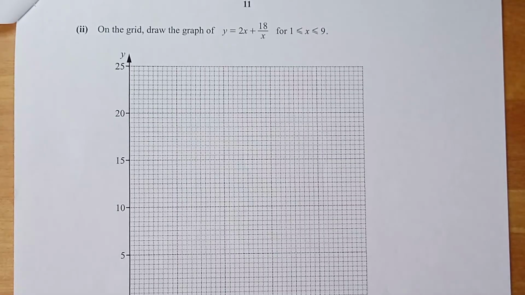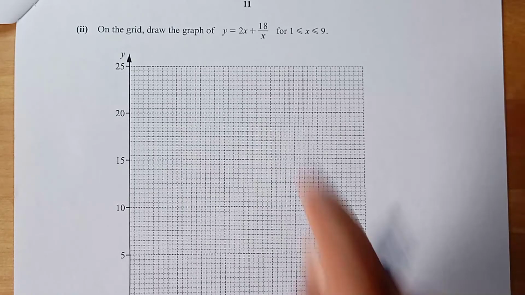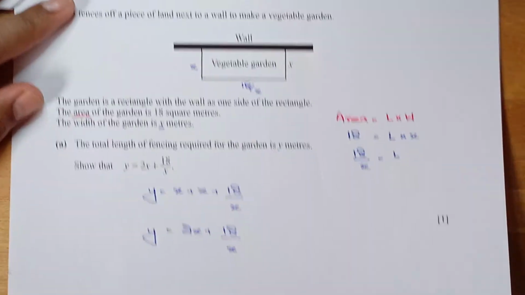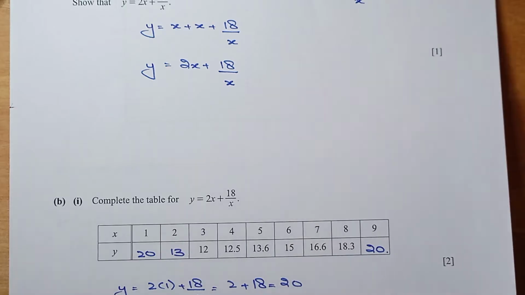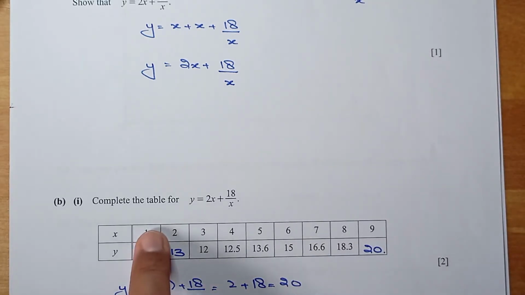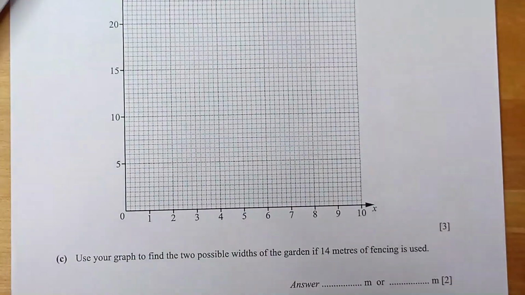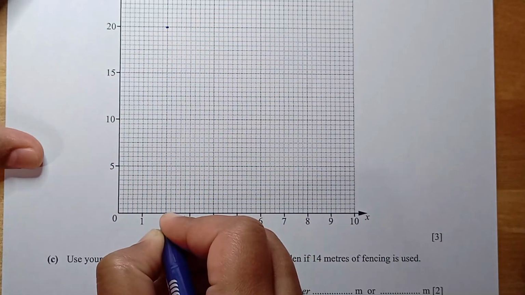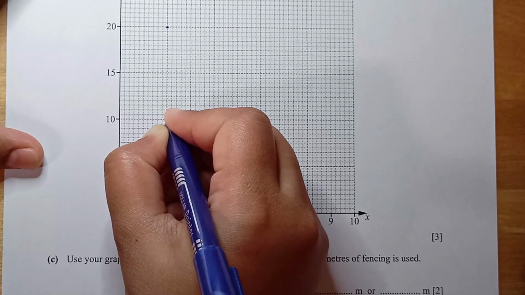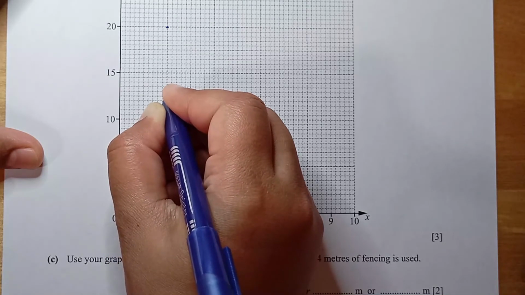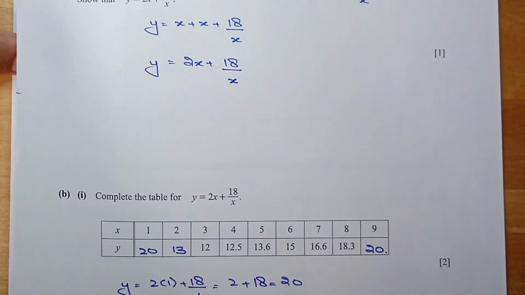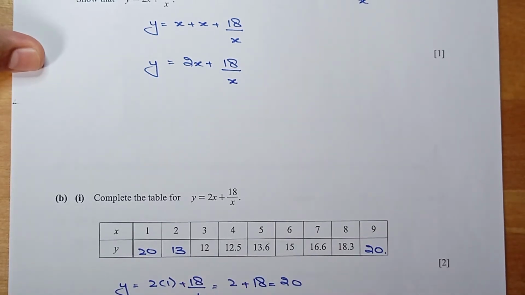Now for the second part, on the grid, draw the graph of the function for x between 1 and 9. Using the table given in the first part, we can easily plot it. When x is 1, y is 20. When x is 2, y is 13. So from 10, we have 11, 12, and 2 blocks is 13, right? Now for next, when x is 3, y is 12.